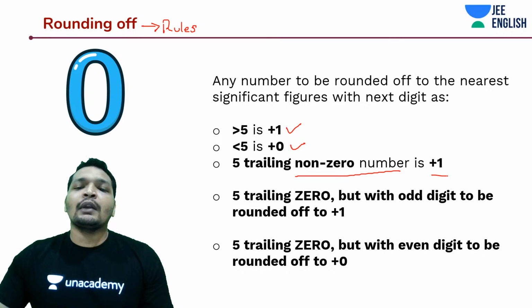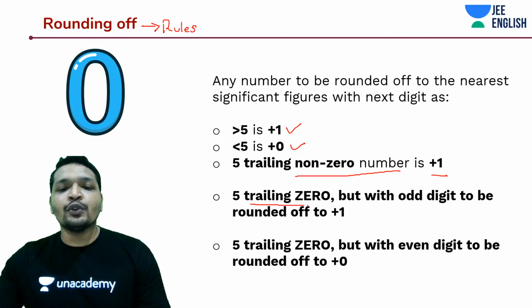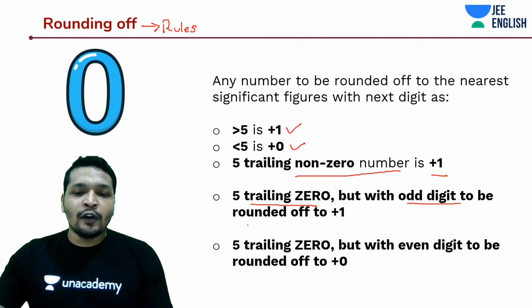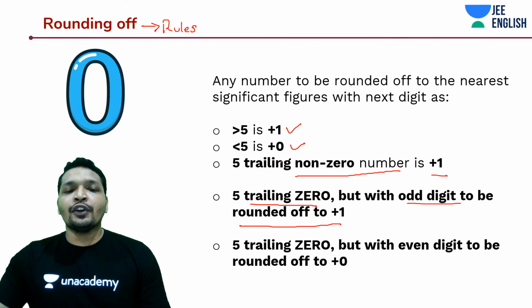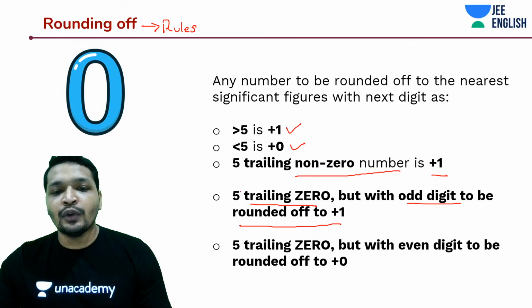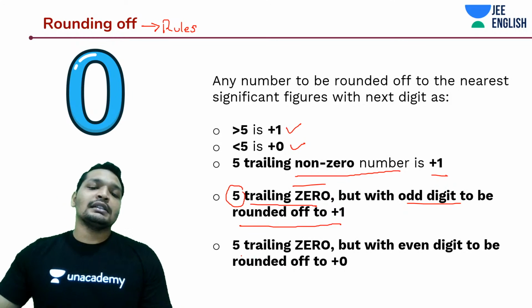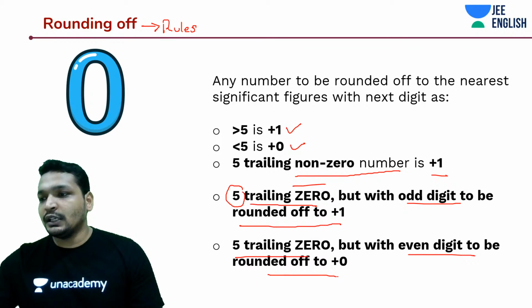You basically add 1. And if at all 0 is trailing 5, that is, after 5 you have 0, but it's an odd digit, you want to round it off with +1 to keep it even. Make sure you are always keeping things even when you have 5 trailing 0. Similarly, 5 trailing 0 but with an even digit should be rounded off with +0.